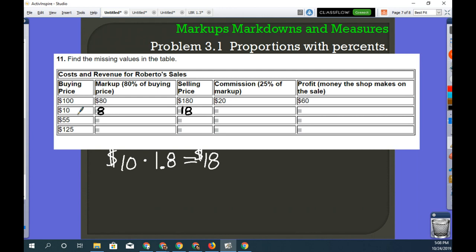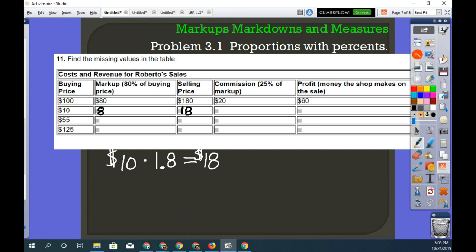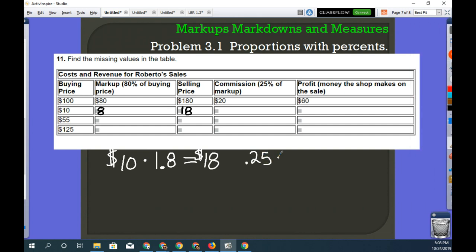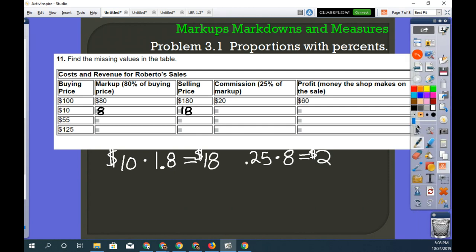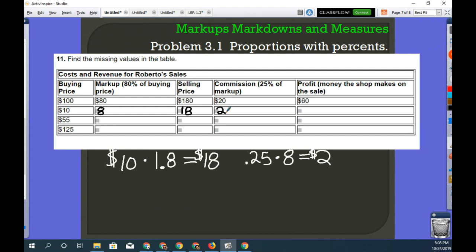Commission is going to be 25% of the markup. So I'm going to have to calculate 25%, which is 0.25, of what my markup was, which was $8. 25% of 8 is 2. So now I know I have to pay a commission of $2. And profit, the money the shop makes after the sale. If I sold it for 18, but I had to pay a commission of 2, the shop is going to make $16.